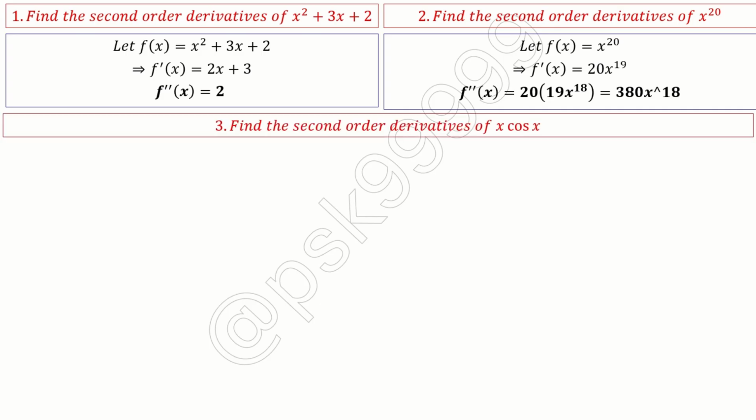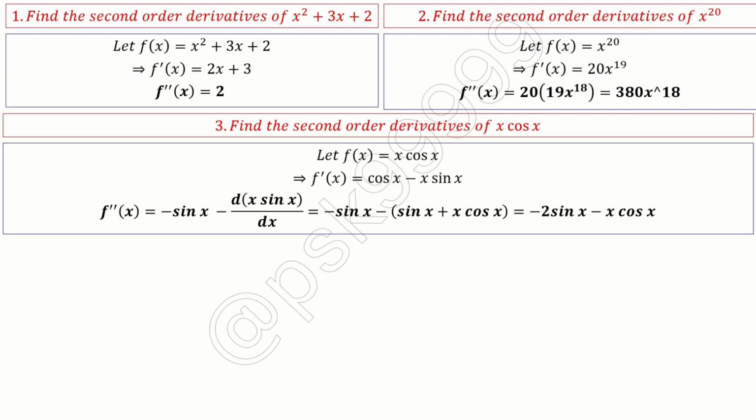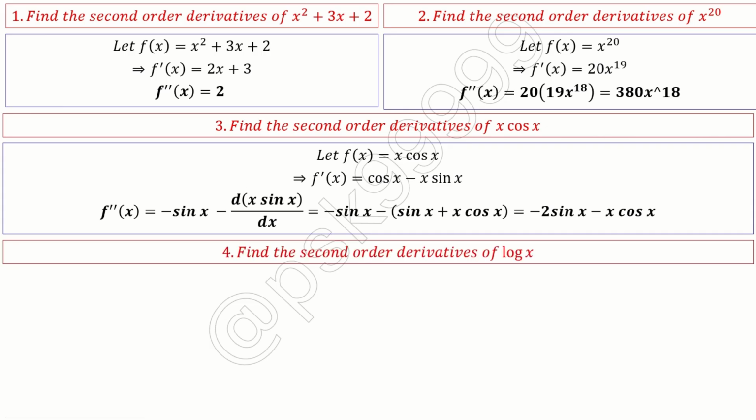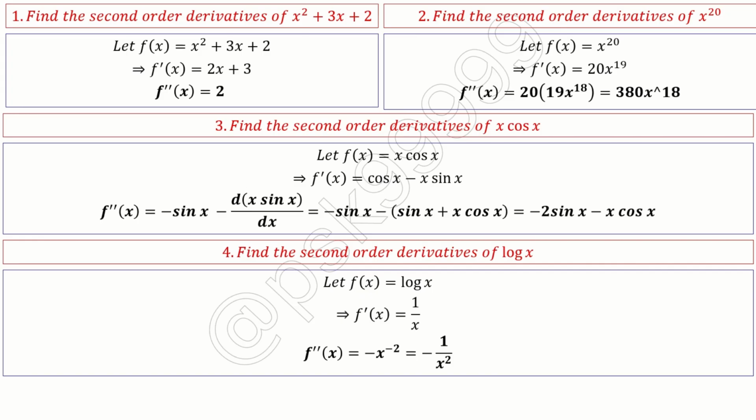Next, x cos x. First differentiation is nothing but cos x minus x sin x. You will apply the UV rule here. Then second order differentiation: for cos x it is minus sin x, and for x sin x you again apply the UV formula, so you will get sin x plus x cos x. Overall it is minus 2 sin x minus x cos x. Next, the second order derivative of log x: first f dash x is 1 by x, f double dash x is minus 1 by x square.